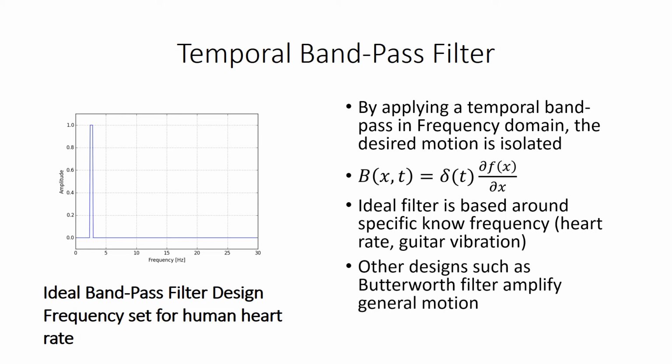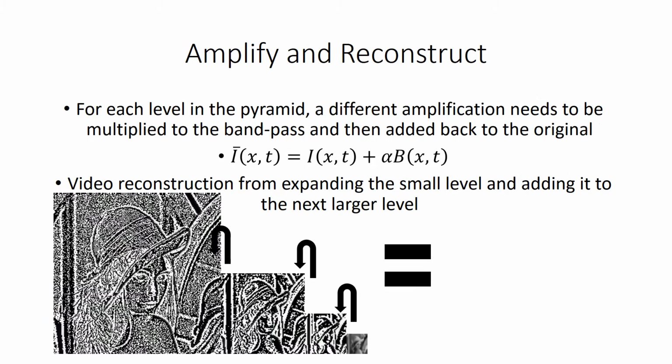Once the motion has been isolated, an amplification factor is multiplied to the motion based on the level of spatial filtering and then added back to the original at that level. Finally, the final video needs to be reconstructed by taking the smallest level of the pyramid, expanding it fourfold to the next level, and adding it up. The output video will have clearly defined amplified motion.